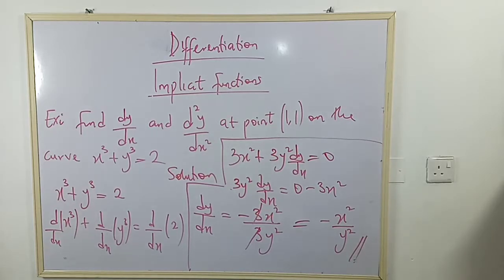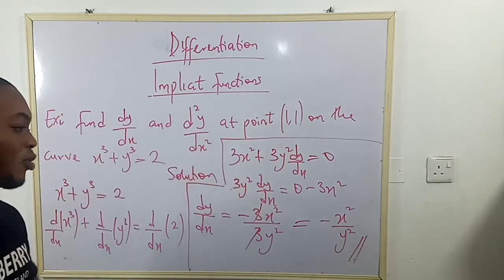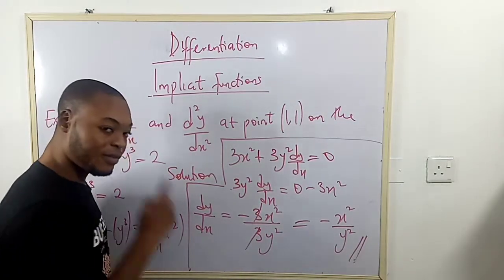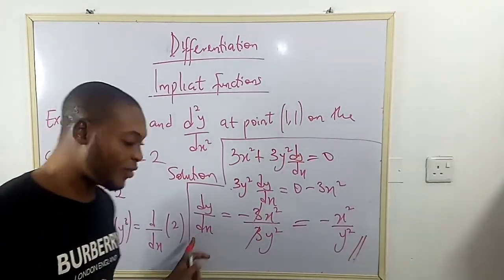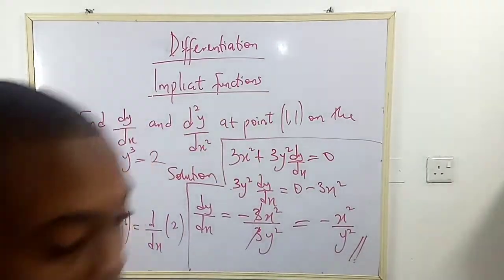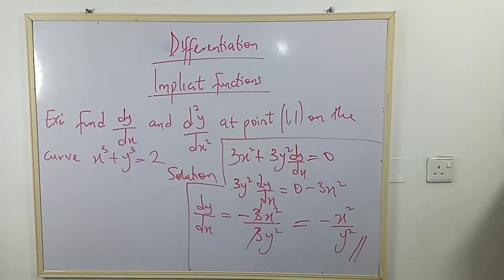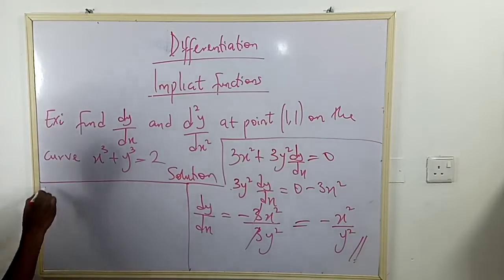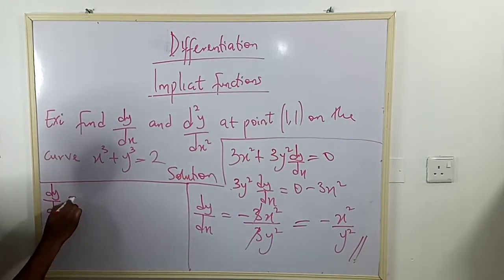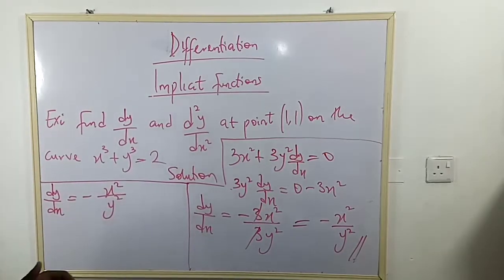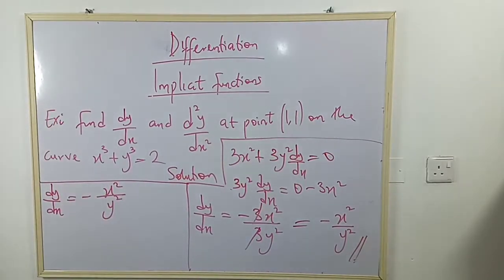So that's dy/dx. Then we find d²y/dx². How do you find d²y/dx²? This is the first derivative, dy/dx. To find the second derivative, you differentiate dy/dx again. That will give you the second derivative. dy/dx is equal to minus x squared all over y squared. Now to find d²y/dx², you are going to differentiate this again.